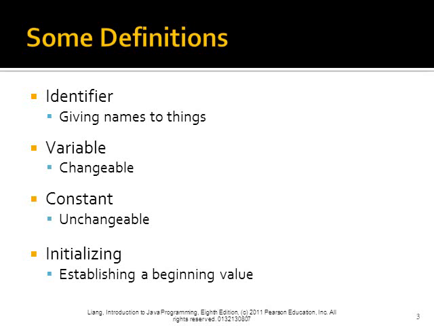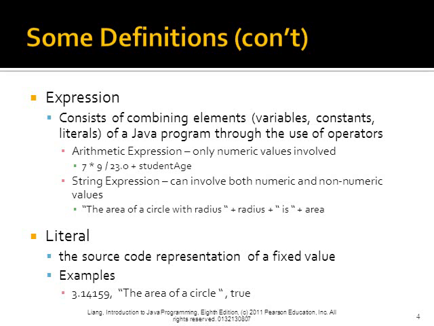A variable is just something that is changeable. It can change within the program. It can change its value. And on the other hand, a constant is something that is unchangeable. And when we talk about initializing a variable, we're really talking about establishing a beginning value for that variable.